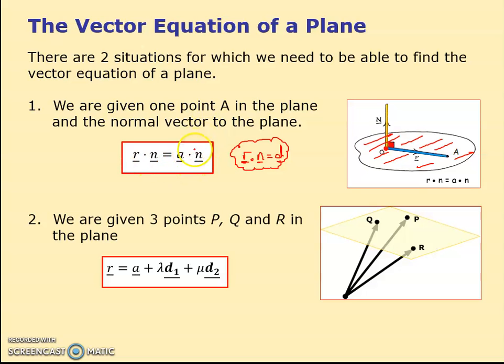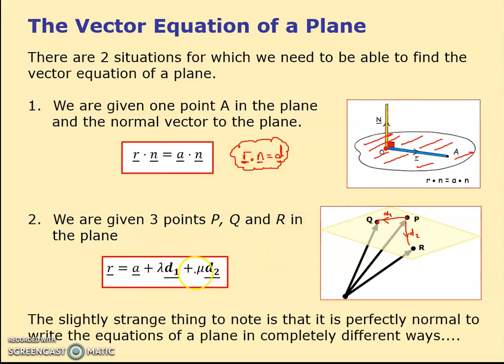The second one is, what if you've got 3 points in the plane? I've got P, Q, and R here. And essentially, you need 2 directions in the plane. So, for instance, D1, the first direction might be I find that one there. And the second one is I find that one there. That might be my 2 direction vectors within the plane, as long as I then use any old point in the plane, usually probably the P. And I can write it like this.